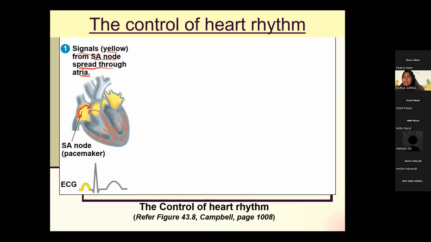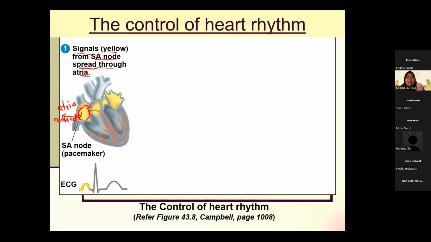What is the effect as the electrical signal spreads to the wall of the atria? It will cause your atria to contract. Okay, right? So the atria will contract. So what happened to the blood? Blood from the atria will be pumped into the ventricle. That's what will happen.